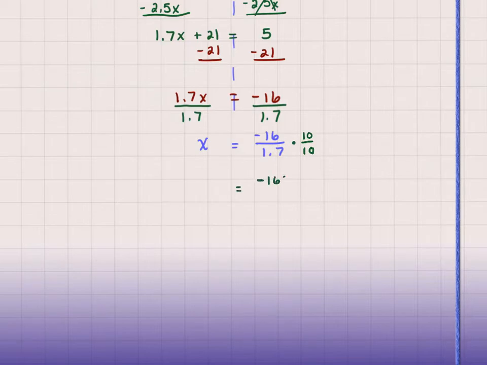16 times 10 is 160, and 1.7 times 10 is 17. 17 does not go into 160 evenly, so now I can just leave it as a fraction. 17 is prime. This fraction will not reduce. And so that's an okay answer. If you did go ahead and type that into a calculator and got a decimal, that would be fine as well. But we're done.